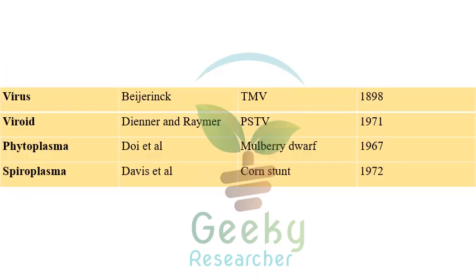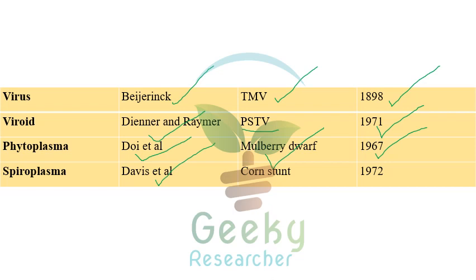So let's have a simple recap about virus, viroid, phytoplasma and spiroplasma. Virus was first discovered by Beijerinck, the first reported virus is tobacco mosaic virus, and the year of discovery is 1898. Viroid was first discovered by Diener and Raymer. The first discovered viroid is potato spindle tuber viroid, in 1971. Phytoplasma was first discovered by Doi et al., the first discovered disease is mulberry dwarf, in 1967. Spiroplasma was first discovered by Davis et al., the first discovered spiroplasmal disease is corn stunt, in 1972.